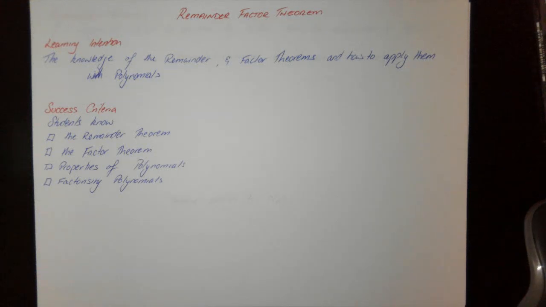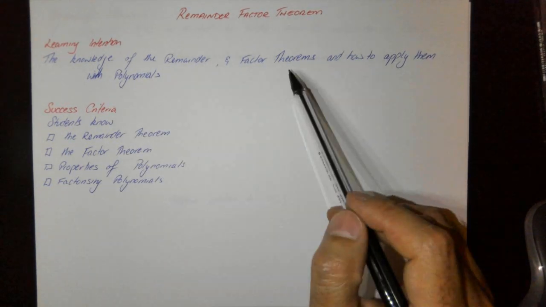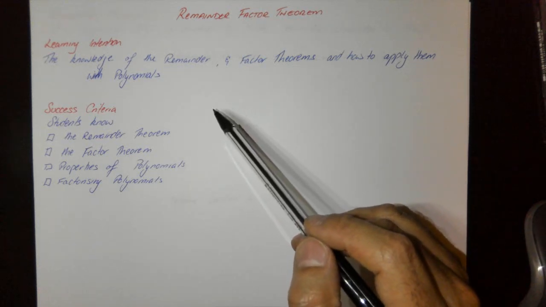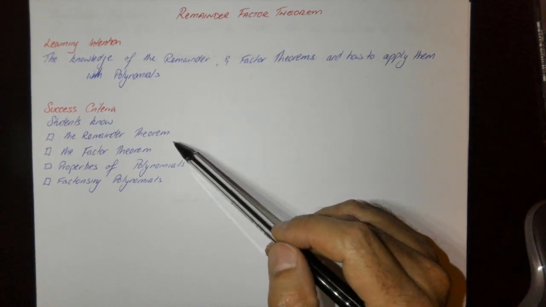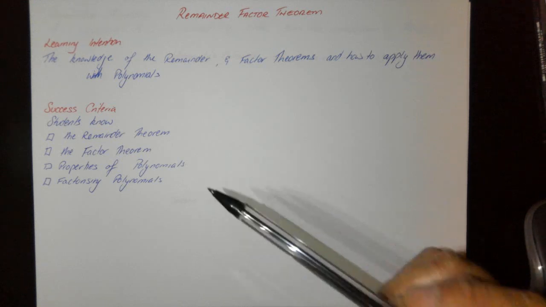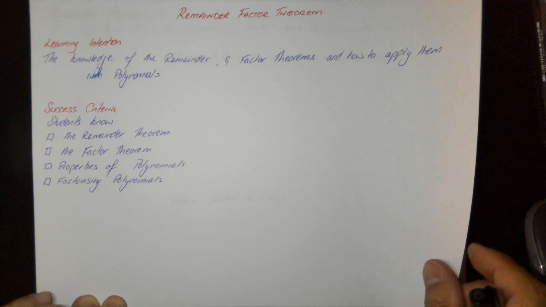Alright, so today we're looking at the remainder and factor theorems. Because most of you did Year 10 5.3 and you did polynomials, you would have seen this before. So the learning intention is to gain the knowledge of the remainder and factor theorems and how to apply them with polynomials. You'll be successful if you can understand what the remainder theorem is, apply the factor theorem, understand a couple of the properties of polynomials, because that will help you with some of the problem solving, and then be able to factorize polynomials.